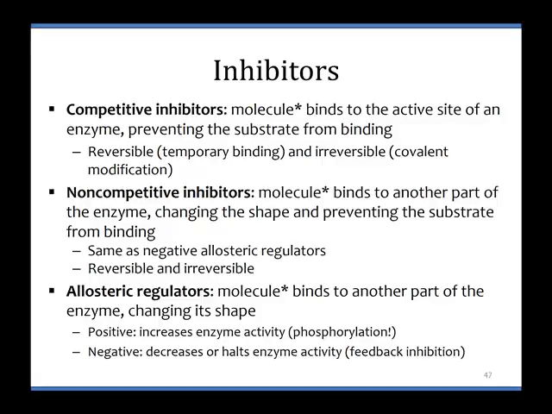A competitive inhibitor is a molecule, and this can be any sort of molecule. This molecule binds to the active site of an enzyme, so it essentially blocks the active site and prevents the substrate from binding. There are two types of competitive inhibitors. There are those that are reversible. Their binding is very temporary: attach, then detach, then attach, then detach. And then there are the irreversible competitive inhibitors. They actually covalently attach themselves to the enzyme. Once they're attached to the enzyme, that enzyme is out of action.